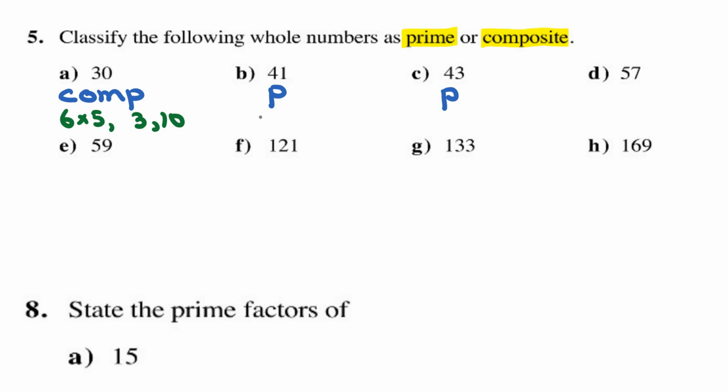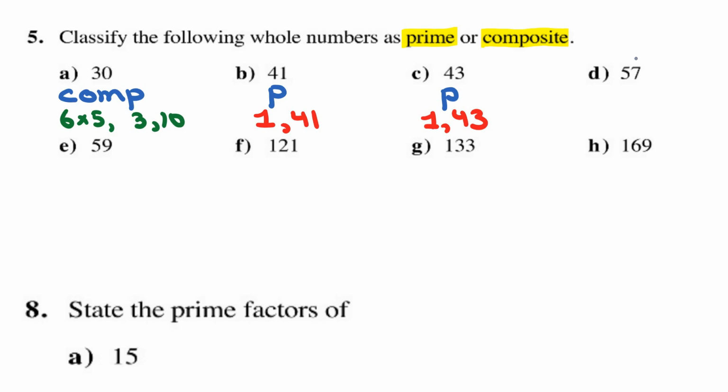The reason why 41 is prime is because the only pair that works is 1 and 41, right? 1 times 41 is 41. That's the only combination that works. And 1 times 43, that's the only combination that works for 43. So that's why we declare B and C prime numbers, where 30 is a composite number because we can find several combinations. Okay, let's move on to letter D here.